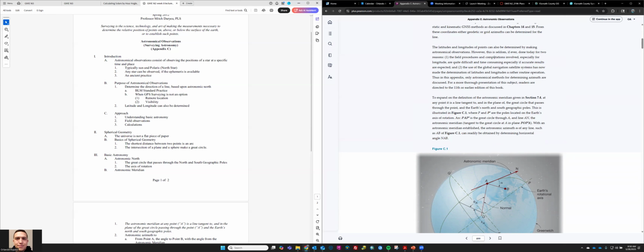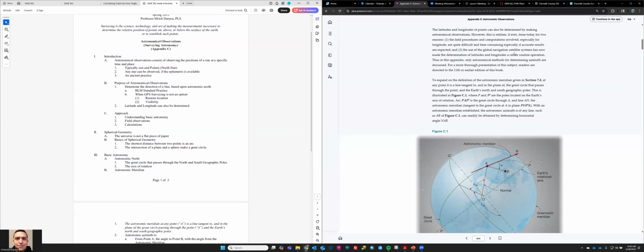The field procedures and computations involved, especially for longitude, are quite difficult and time-consuming, especially for accurate results. Two, the use of global navigation satellite systems has made determination of latitudes and longitudes a rather routine operation. So again, GNSS is the most common method used nowadays. Thus, in this appendix, only astronomical methods for determining azimuth are discussed.